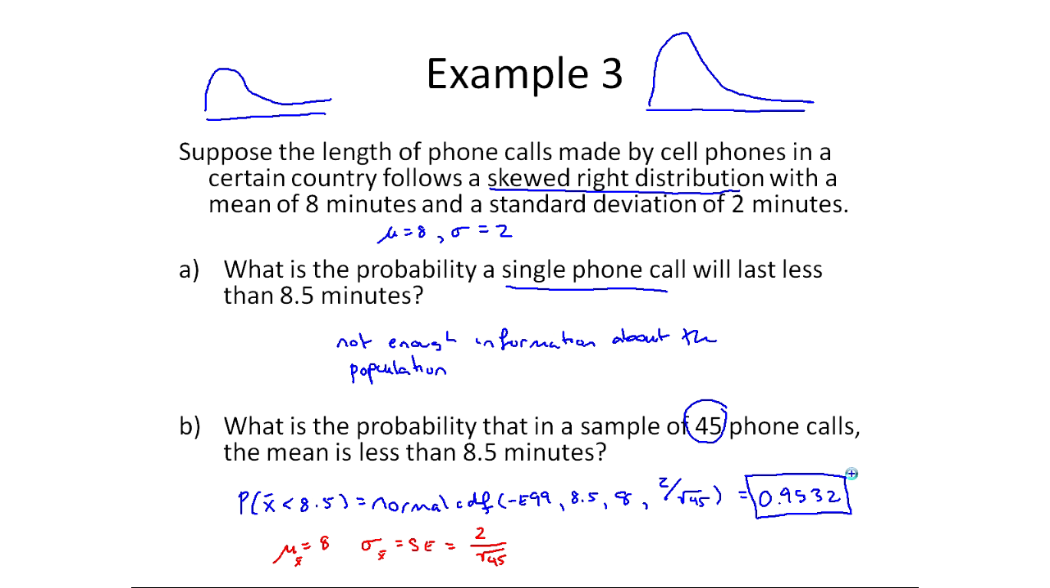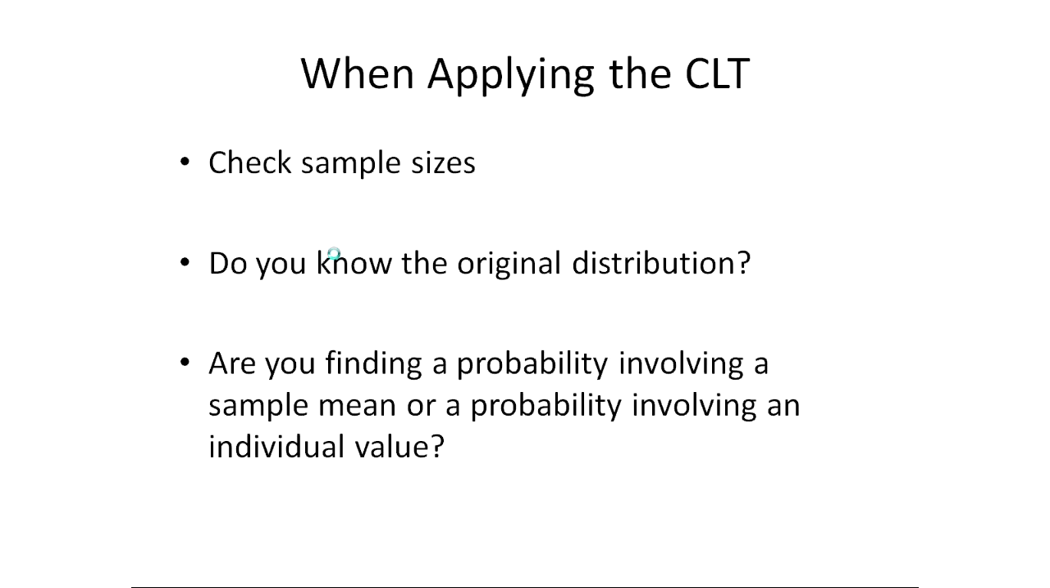So all of our applications of the central limit theorem for means will look like this. And so the biggest thing when you're working on these types of problems is pay attention to sample sizes. Ask yourself if you know about the original distribution. And the biggest one, are you trying to find the probability of a sample mean or an individual value? Because the first two questions basically are based on this last one. Are you finding the probability of an X or an X bar?